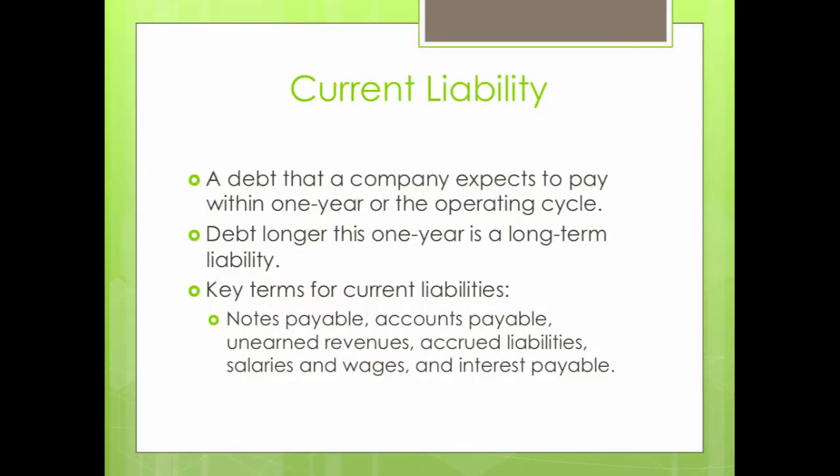And so in chapter 4, you learned about current liabilities and you were asked to record transactions based on different liabilities that a business can deal with. These liabilities were all current liabilities because they were debts that were due to be paid within 1 year or operating cycle, whichever comes first. Debt that is due more than 1 year from when it's incurred is considered a long-term liability. So in chapter 4, you learned about notes payable, accounts payable, unearned revenues, accrued liabilities, salaries and wages, and interest payable.